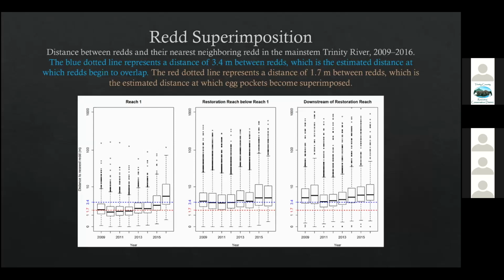The next section is on red superimposition. Now, red superimposition occurs when a female salmon constructs a red in a location that overlaps the area of another salmon's existing red. High levels of red superimposition can be a major source of mortality for incubating salmon embryos. Traditionally, superimposition is thought to occur when the abundance of spawning salmon is high and the amount of available spawning habitat is limited. On the Trinity River during the post-dam era, the density of spawning salmon has been highest in close proximity downstream of Lewiston Dam and the location of the Trinity River Hatchery.